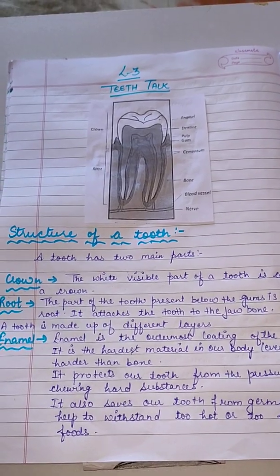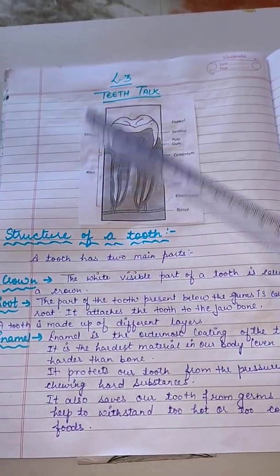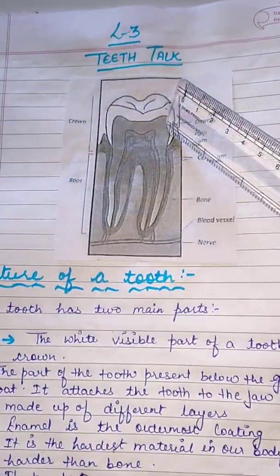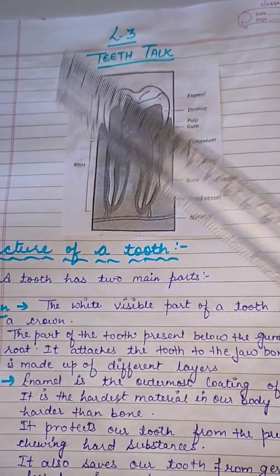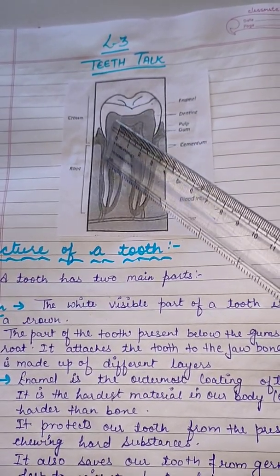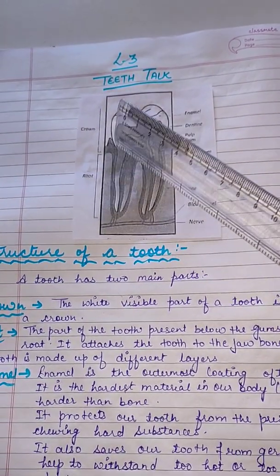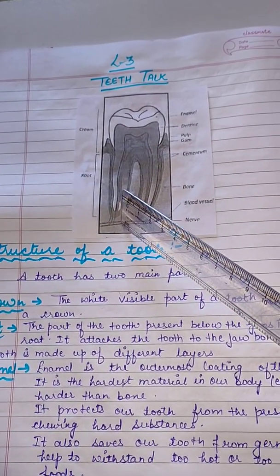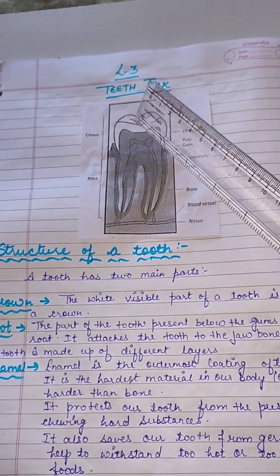So, a tooth has two main parts, the crown and the root. The white visible part of a tooth is called the crown, and the part of the tooth which is present below the gums is called the root. This root attaches the tooth to the jaw bone. Now, a tooth has three different layers.